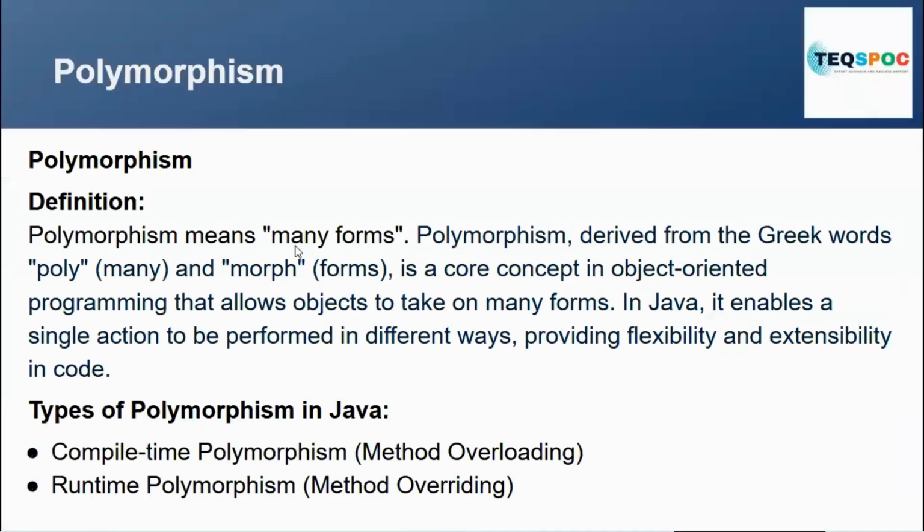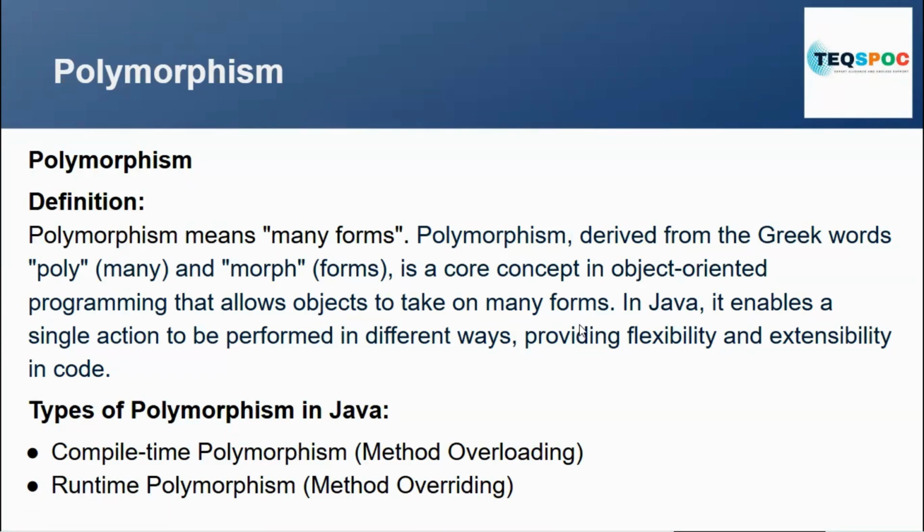So let me first go to the definition of polymorphism. Poly means form. Polymorphism is derived from the Greek word, poly means many and morph means form, so many forms. Polymorphism means performing many operations or having different types of forms. It is a core concept of object oriented programming that allows an object to take more than one form, which means one object is performing more than one operation.